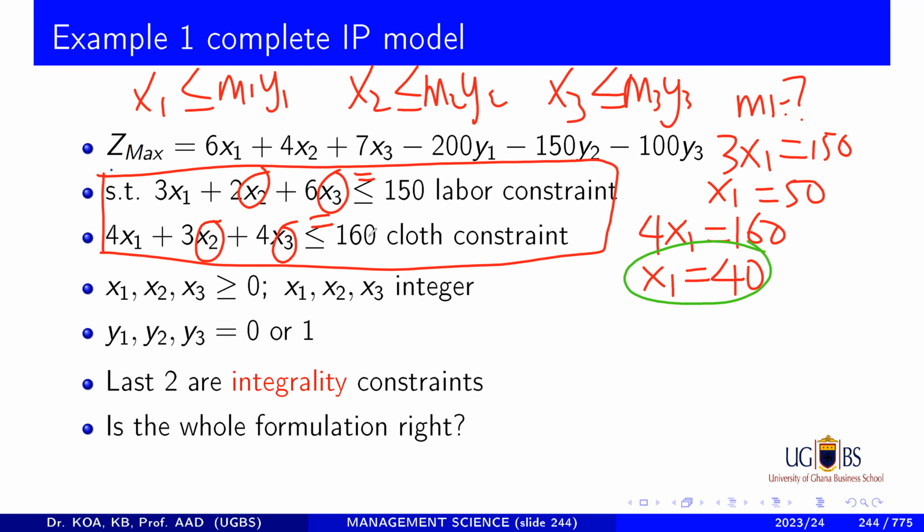Therefore, let's go back to our equation here. We are going to rewrite the whole thing and replace the m1 by the 40. So we get x1 less or equal to 40 y1. That's it. So we've been able to find the 40, which is the highest value the x1 can take.